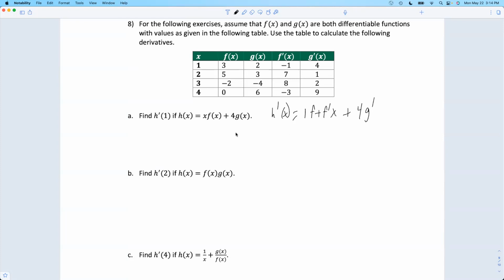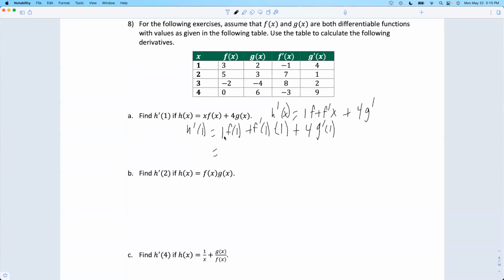Now we can plug 1 into everybody. So h prime at 1 will be 1 times f of 1 plus f prime at 1 times, now I'm plugging in a 1 for that x right there, plus 4 times g prime at 1. So we're going to have to look a bunch of these up in the table.